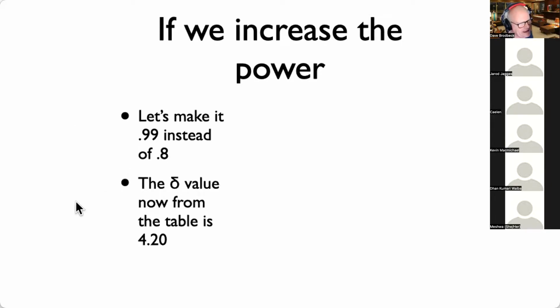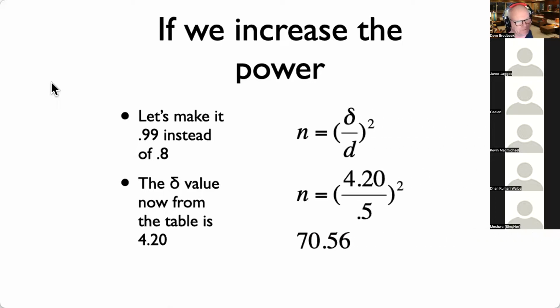0.99 instead of 0.8. The delta value now from the table is 4.20. So n equals delta divided by d, 4.2 divided by 0.5. We square that. Suddenly now, to go from 0.8 to 0.99, we need 72 people. We have to basically more than double our sample size to go up by what? 25%, basically, almost 25%.